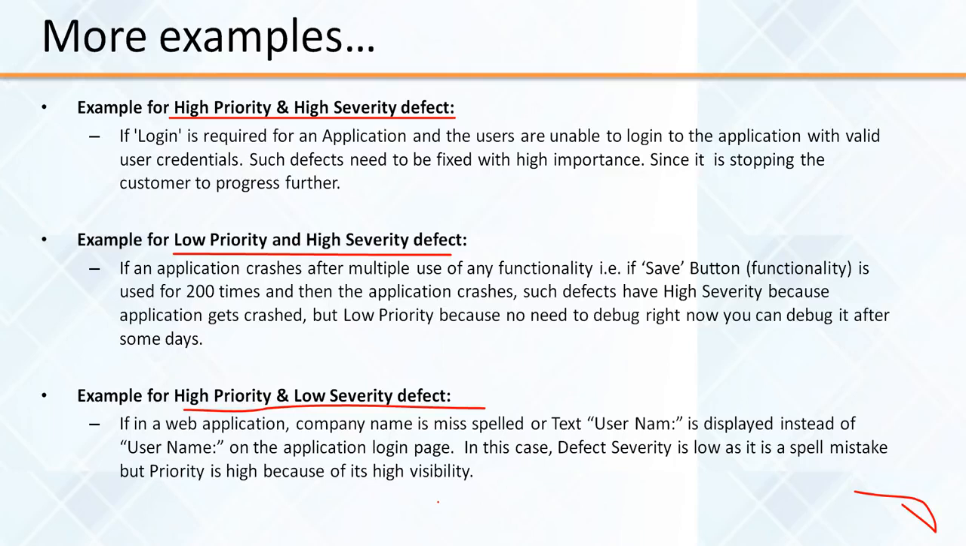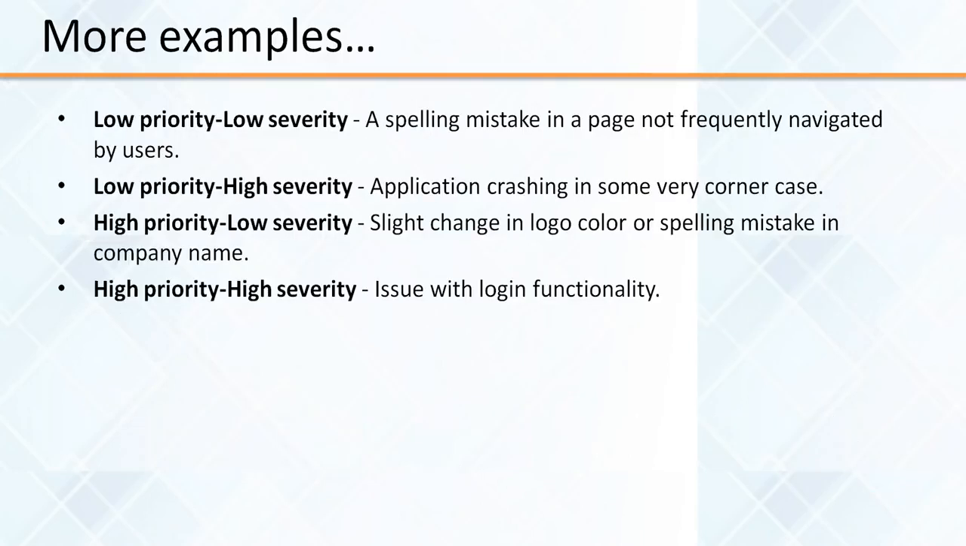So simple here. Low priority and low severity: a spelling mistake on a page that is not frequently navigated by users. Low priority and high severity: application crashing in some very corner case. High priority and low severity: a slight change in the logo color or a spelling mistake in the company name. And high priority and high severity: an issue with the login functionality. So all these are examples.